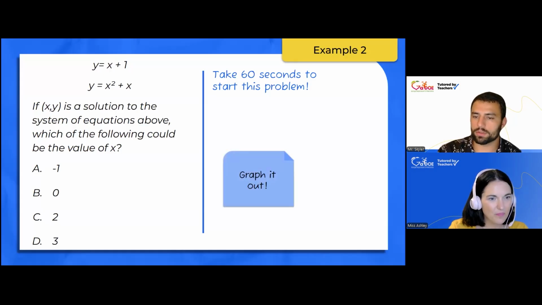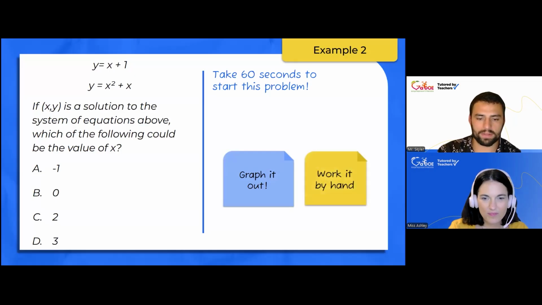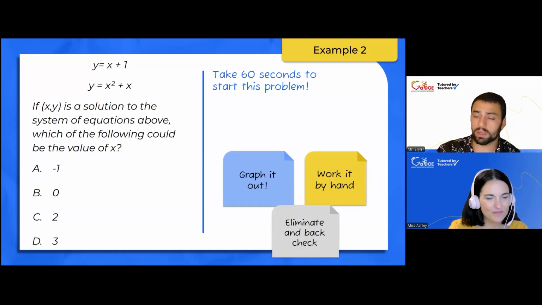Remember your strategies. You can graph it out. You can look at my hand, or you can eliminate and back check. Remember, if you don't have access to a calculator right now, if you don't have access to pencil and paper, it's all recorded. It's all being sent to you. You can always pull this up later and watch and follow along. You can write things out. Maybe you pause it, work it out, unpause it. Plenty of things you can do with this recording.